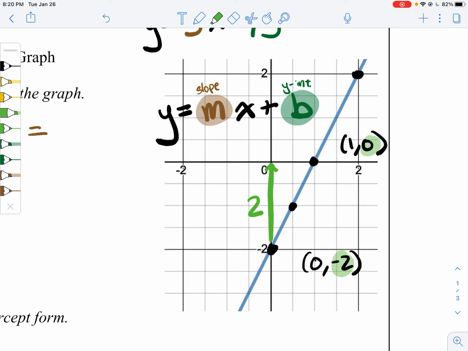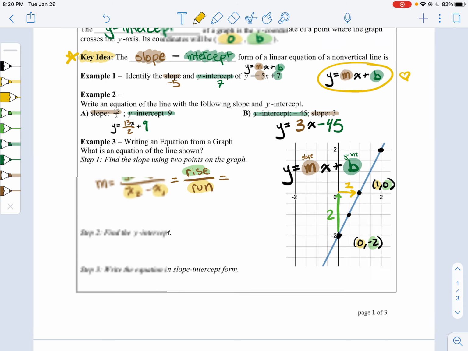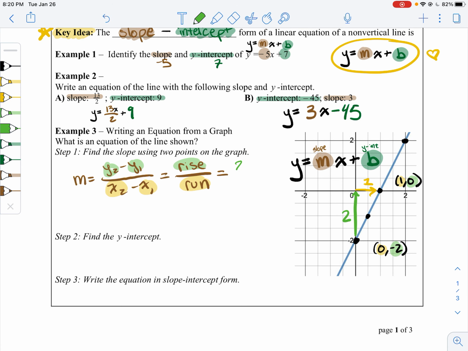And now I need to figure out my run. I'm going to go for a run from 0 to 1. And I found that my run is 1. Sounds like a Dr. Seuss book, but it's not. So our rise over run is in fact 2 over 1, which is just 2. Yay, we found our slope. That was fun. Now what's our y-intercept?